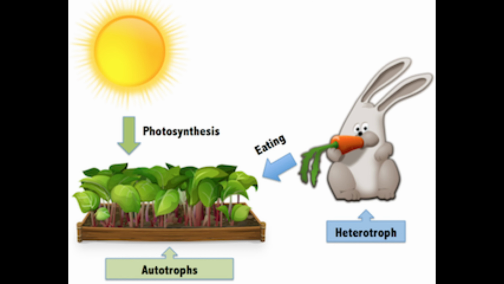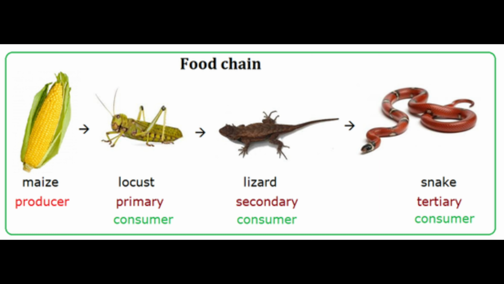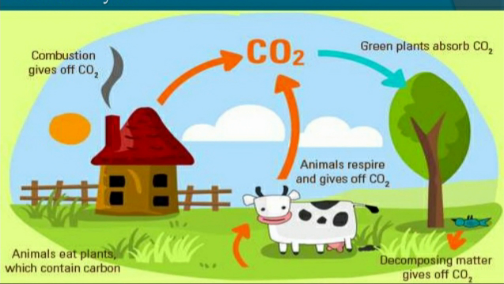Step 3. Animals feed on the producers. The food chain causes carbon to move along various trophic levels. Most of the carbon consumed is exhaled as carbon dioxide during respiration. The animals and plants eventually die.